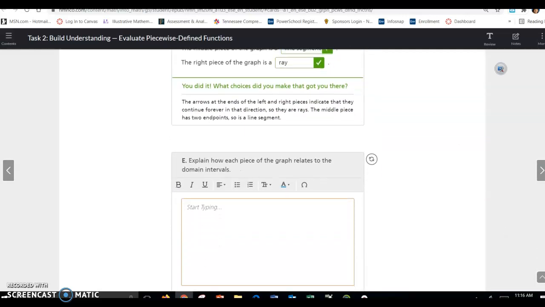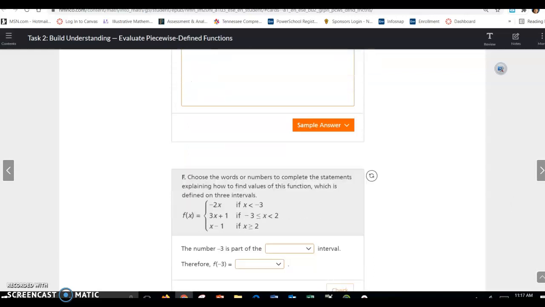All right, it says explain how each piece of the graph relates to the domain intervals. All right, so each piece of the graph has to stay within those x values, which make up the domain.